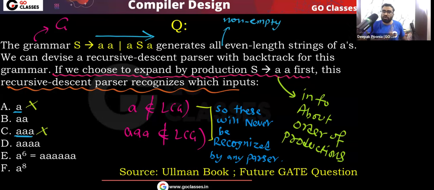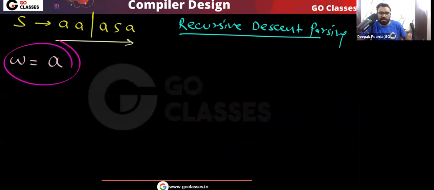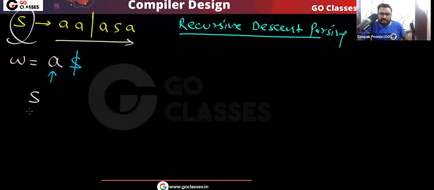But anyway, just for the sake of practice, I am going to show you how the recursive descent parser will discard this string, or how it will say that this string is not recognized. So let's see. What is the starting point? The current input symbol is a and then there is dollar, and we will start from the start variable.